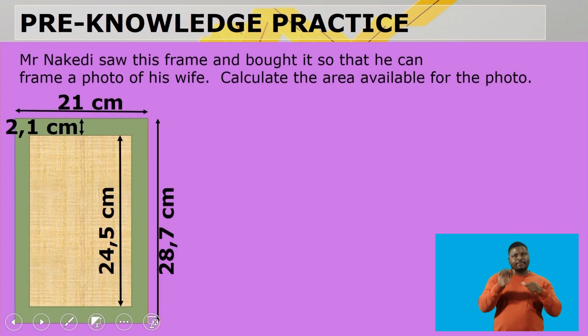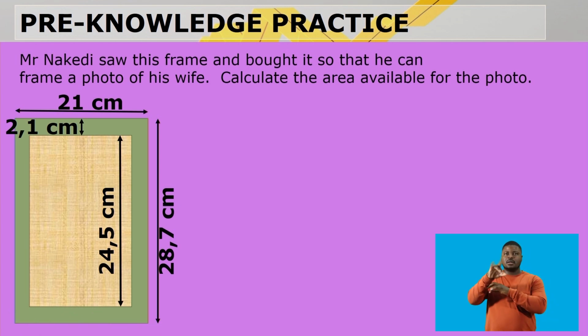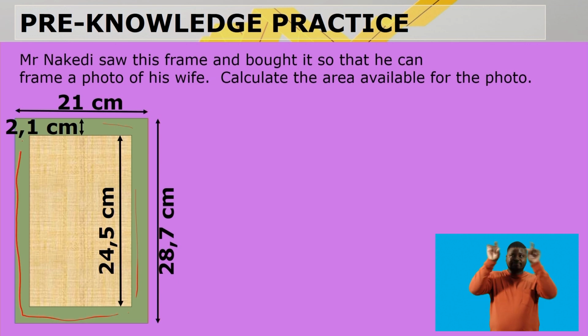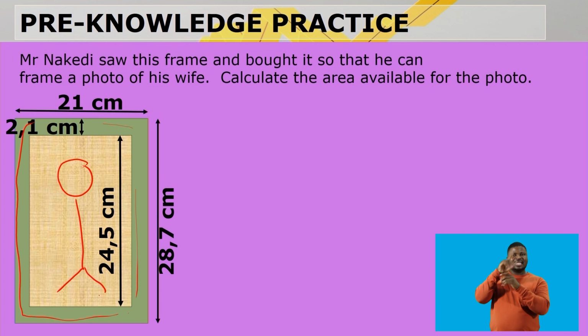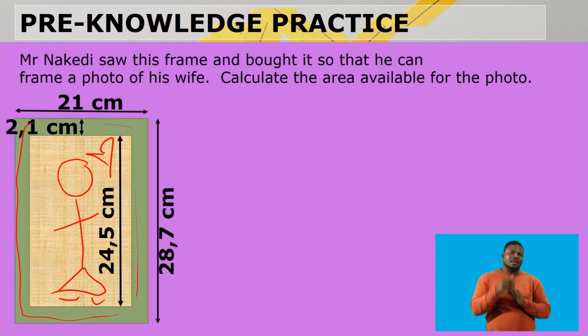Another one: Mr. Nakedi saw this frame and bought it so that he can frame a photo of his wife. How sweet. Calculate the area available for the photo. So what's happening on this diagram? The green part that you see is the outer part, so that here is the frame. And then the beige part is where he will place a picture of his lovely wife. Okay, so we want the beige part.